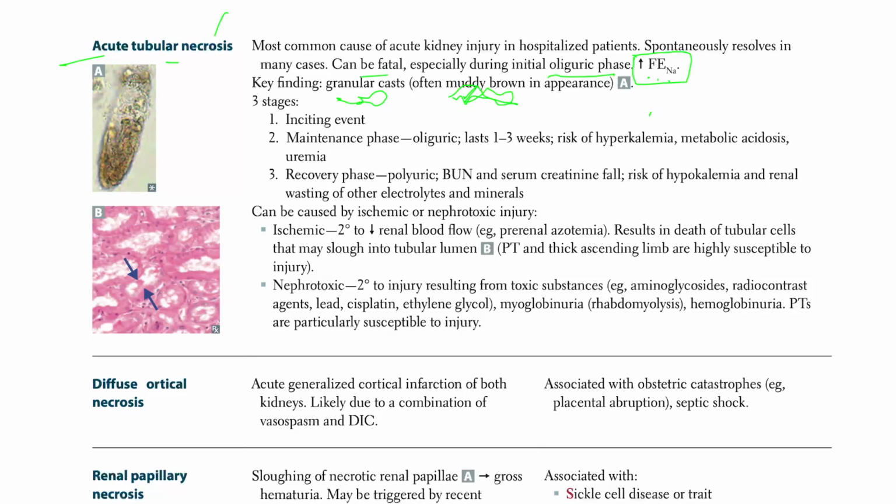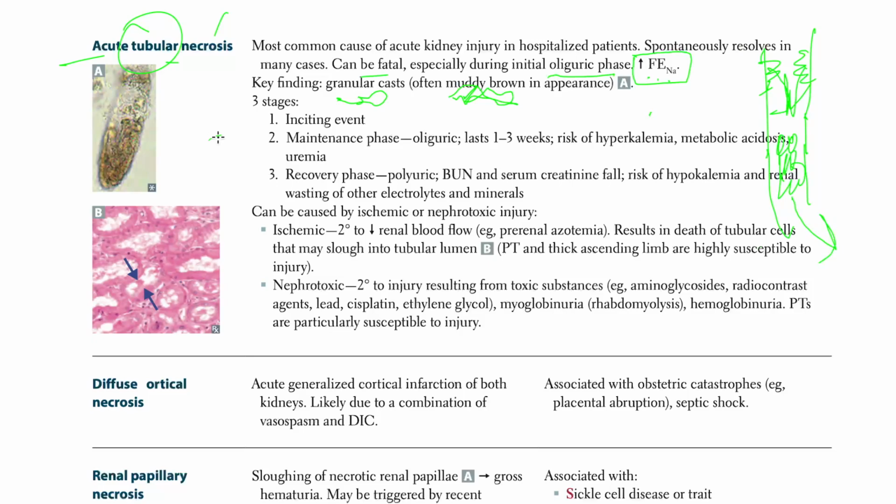Why muddy brown? Because in acute tubular necrosis, the name suggests it, tubules are going into necrosis. So their epithelial cells are going to be sloughing off because of necrosis, and those epithelial cells are going to form muddy brown casts when they come out, right?